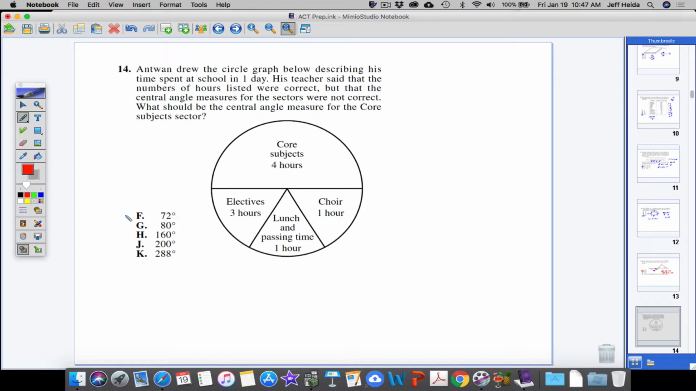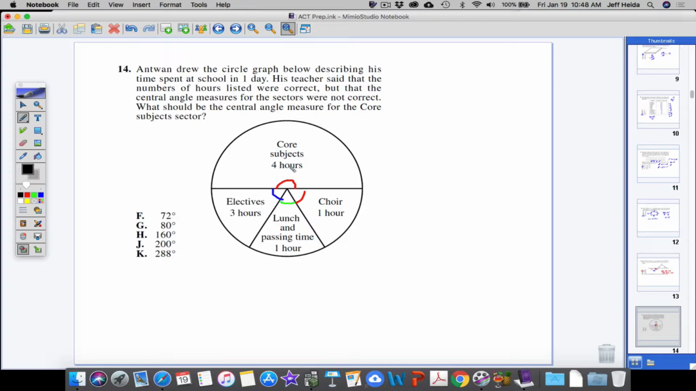Problem 14. We have a student who drew a circle graph describing his time spent at school in one day. His teacher said the number of hours listed is correct, but the central angle measurements for the sectors were not correct. So the central angles would be this angle for core subjects, that angle for electives, that angle for lunch and passing time, and then choir. So the angles are not correct. What should the central angle measurement for the core subject be?